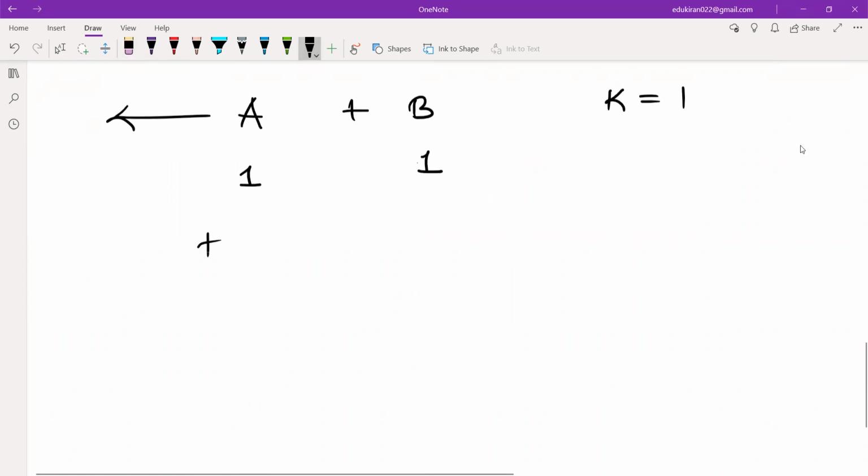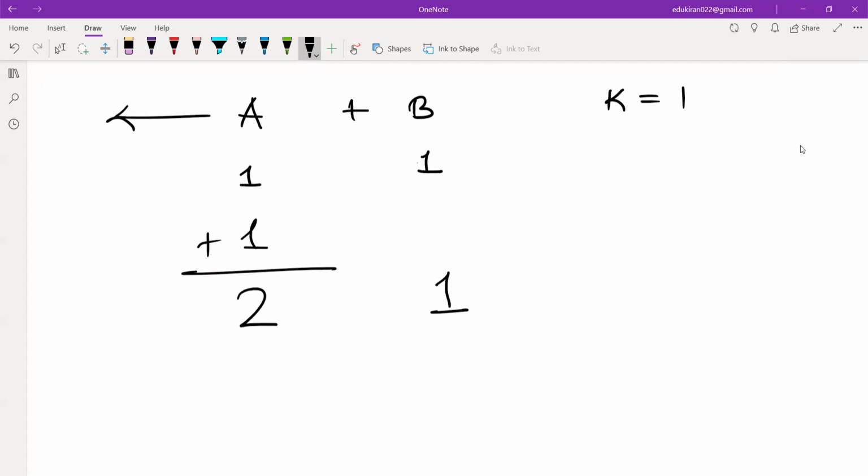So I added plus 1 molar here. So I have 2 moles of A and 1 mole of B. Now you guys tell me, how much should we react from A and B to make both of them equal? Not equal, but the K should be equal to 1. The product of these two should be equal to 1.